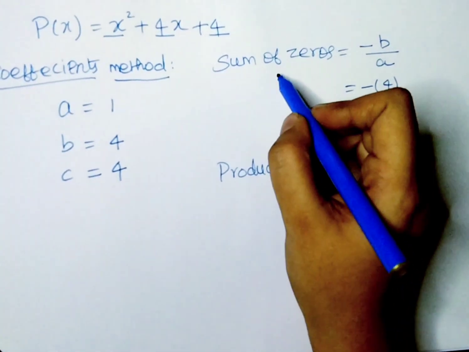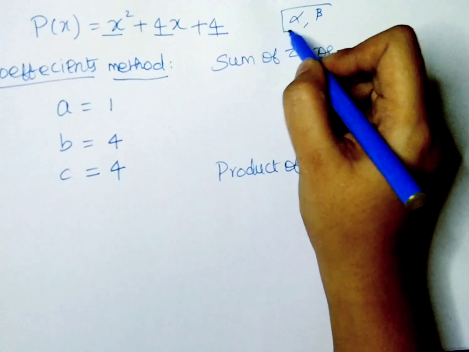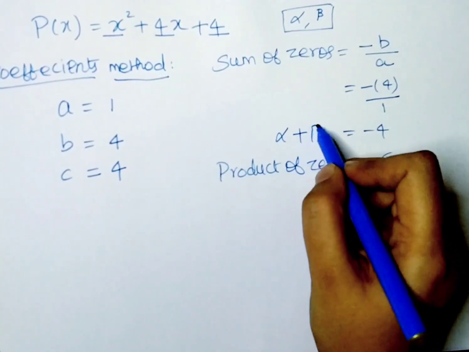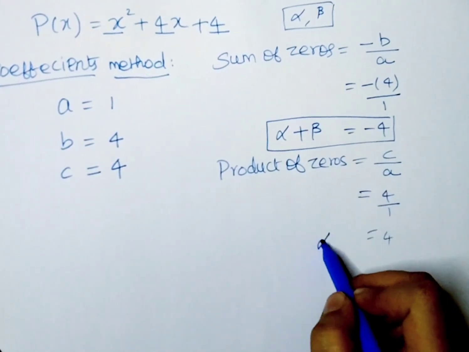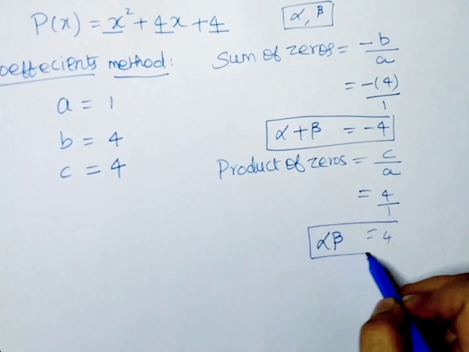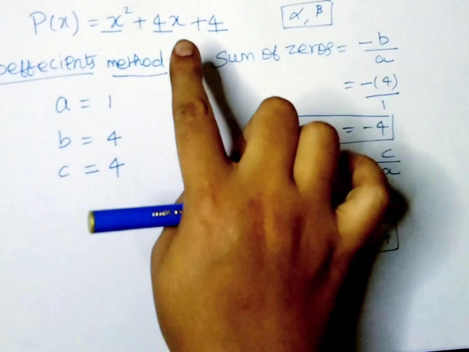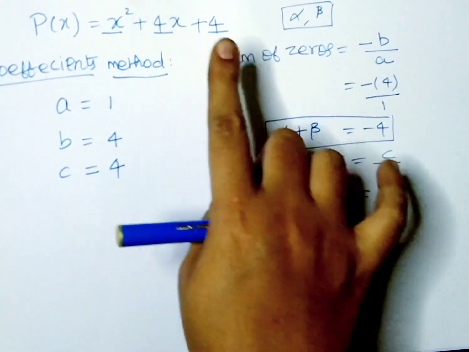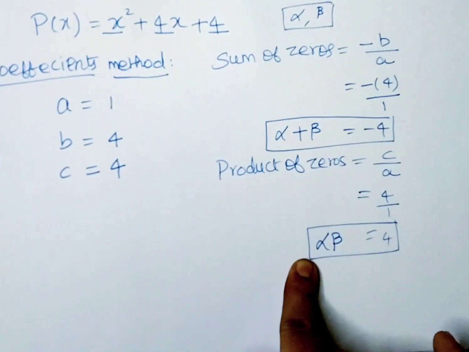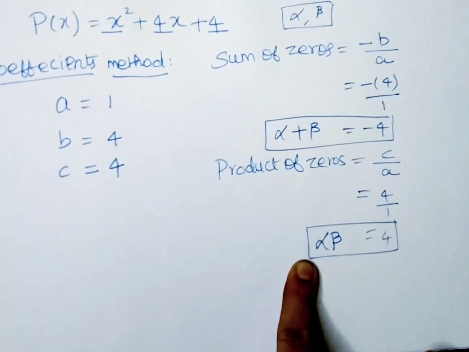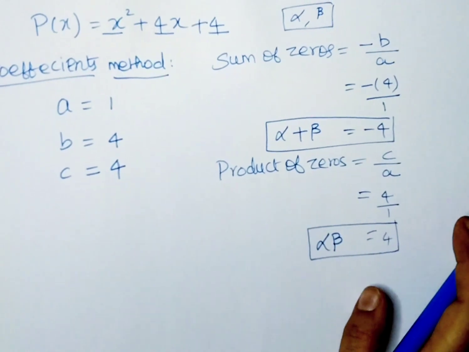Sum of zeros, you can write in word form or use alpha and beta: alpha plus beta. Product of zeros: alpha into beta. So you can find the zeros by the factorization method or the trial and error method, or using the coefficient method, where you have the sum of zeros and product of zeros. This is the basic concept. Now we will do the exercise.